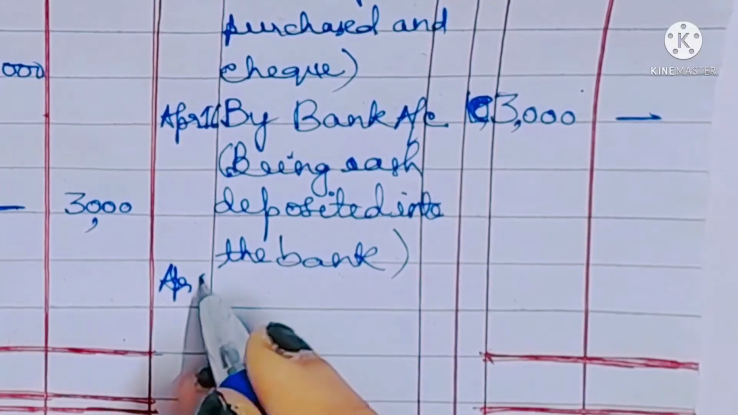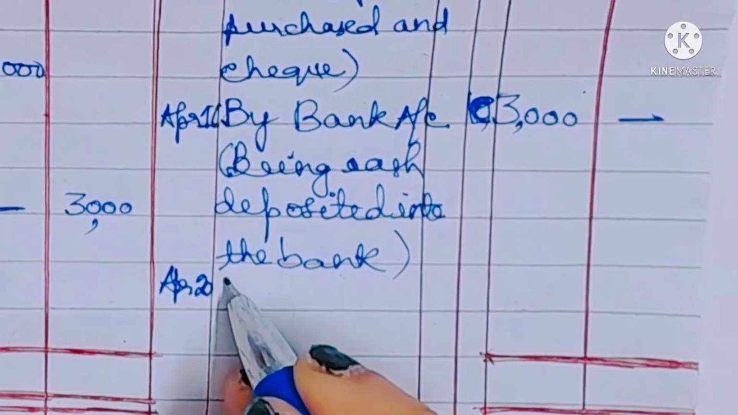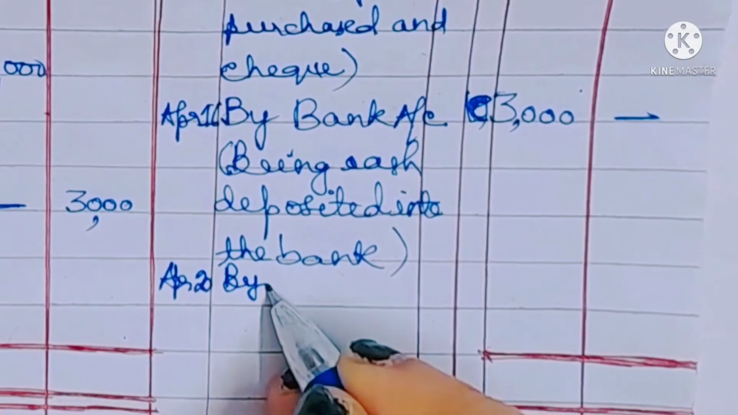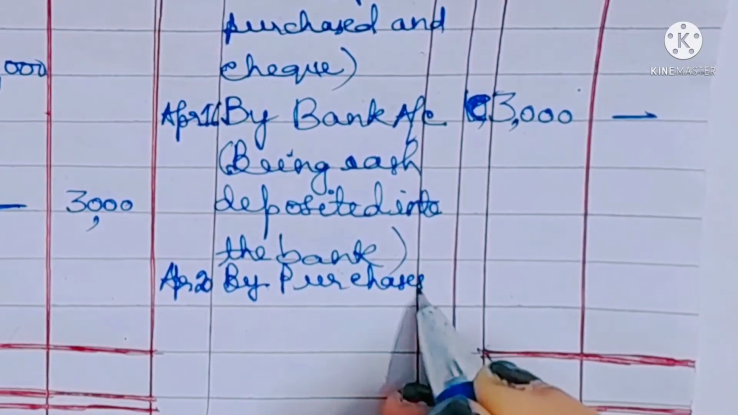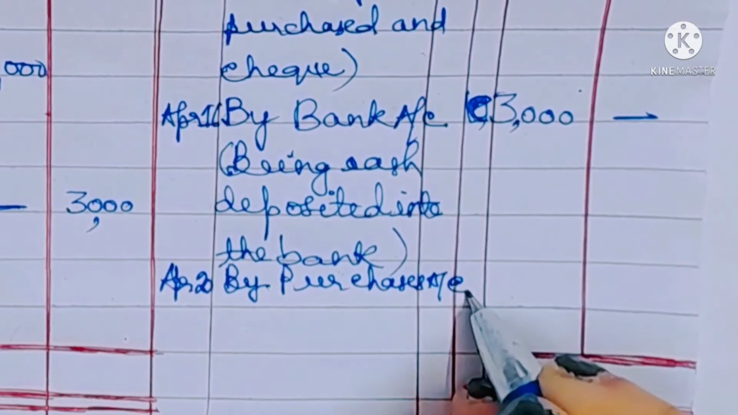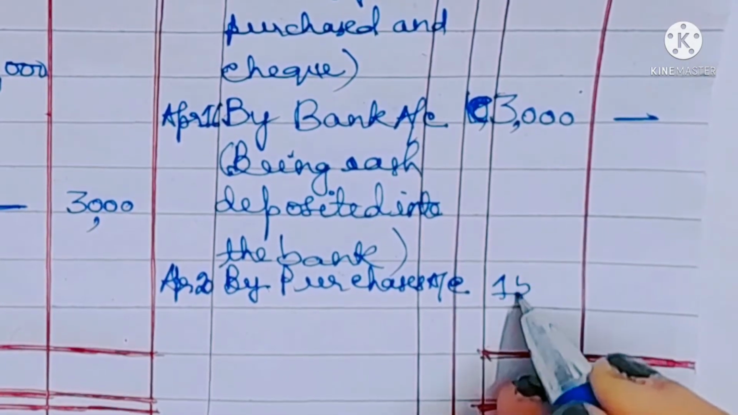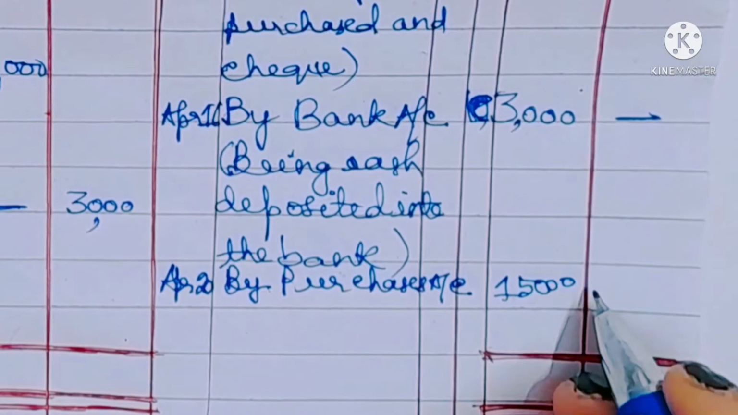On 20th April, by purchases account, 15,000 in the cash column because goods purchased for cash.